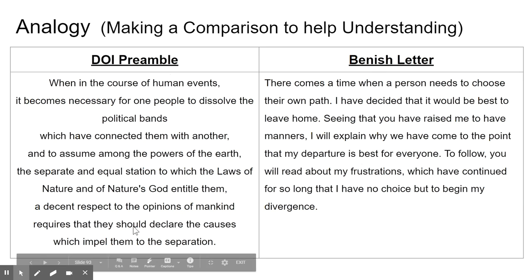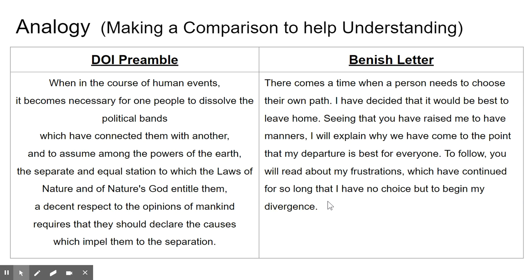We've read the DOI multiple times, the preamble. So let's look at Benish's letter. There comes a time when a person needs to choose their own path. I've decided that it would be best to leave home. Seeing that you have raised me to have manners, I will explain why we have come to the point that my departure is best for everyone. To follow, you will read about my frustrations, which have continued for so long that I have no choice but to begin my divergence. So, this is Benish's paragraph one in her letter to her parents.